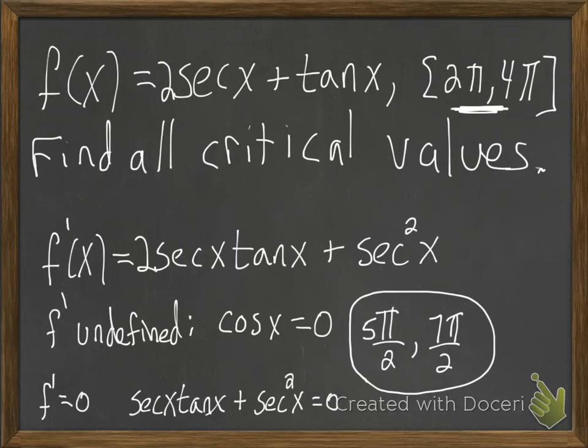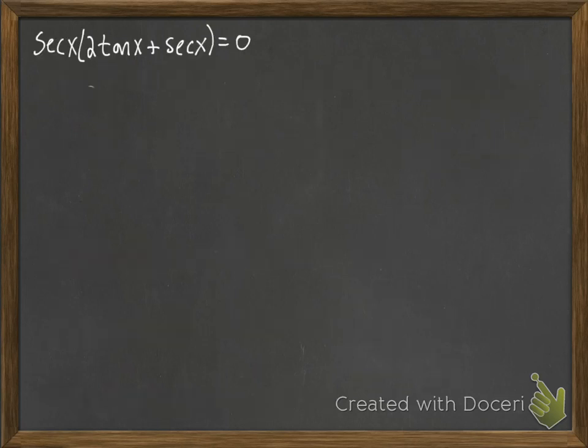Then we want to find when the derivative is 0. We're going to make one quick little correction here. That would be 2 secant x tangent x plus secant squared x. So our derivative there is 2 secant x tangent x plus secant squared. We want to find out when that's 0. So I can do a little bit of factoring here.